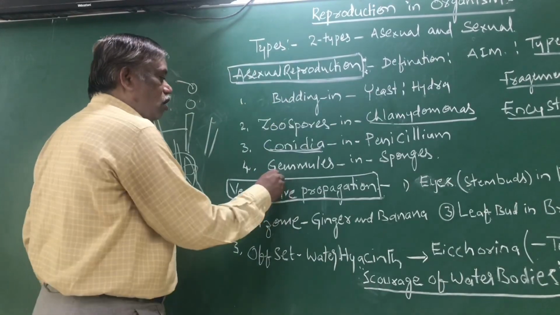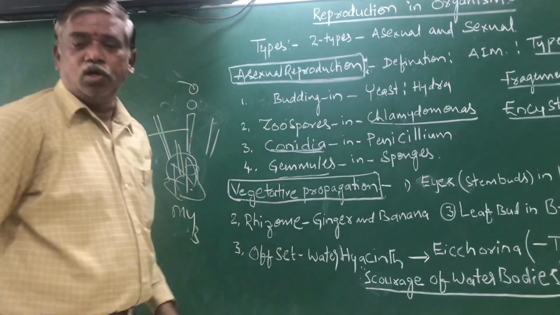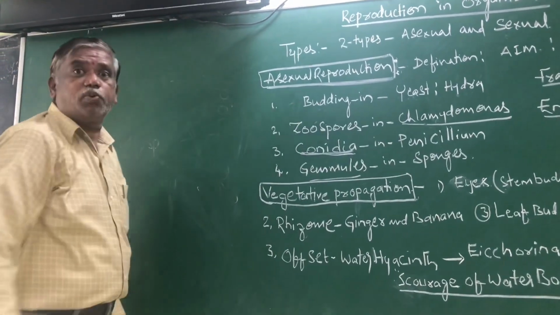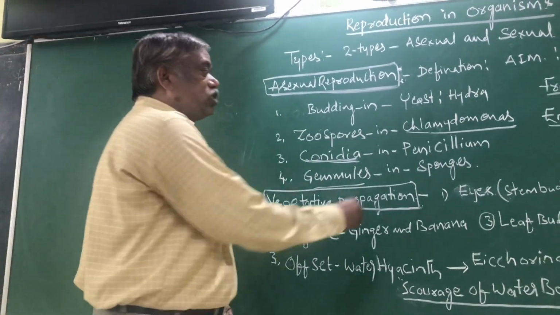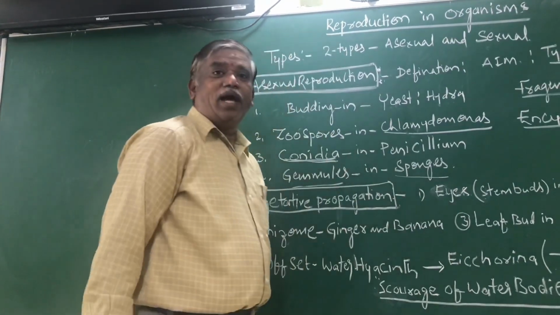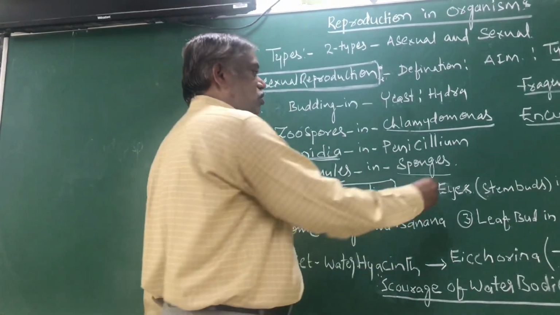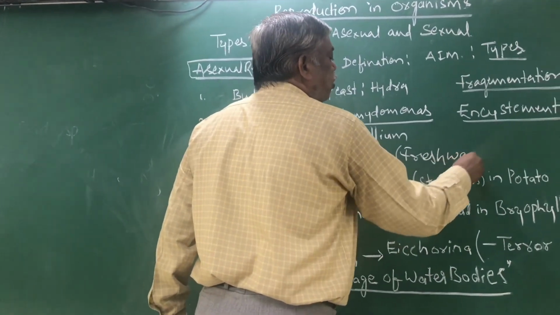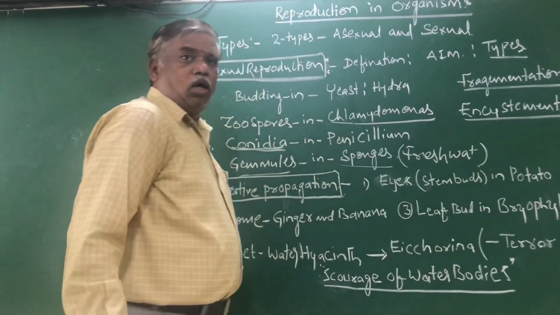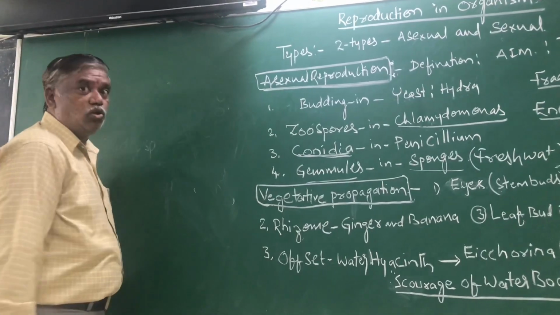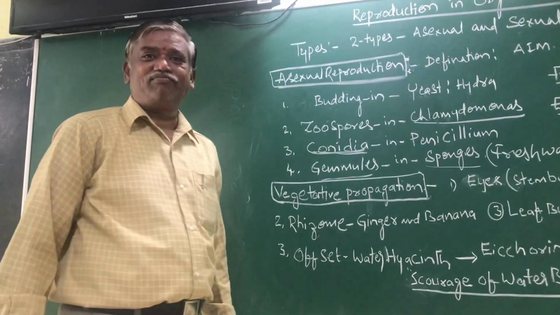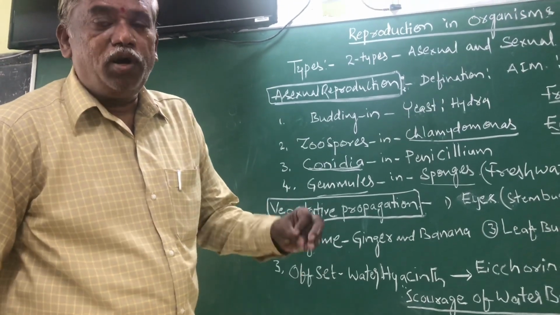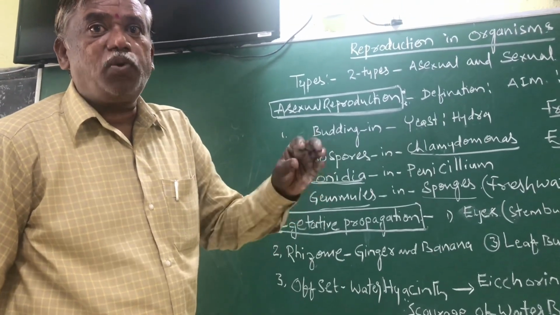Right, now come to the next one, what is this? Gemmules. Gemmule is another type of asexual reproduction in sponges, especially freshwater sponges. Suppose you know the Porifera, phylum Porifera. All animals which belong to Porifera are commonly called sponges.